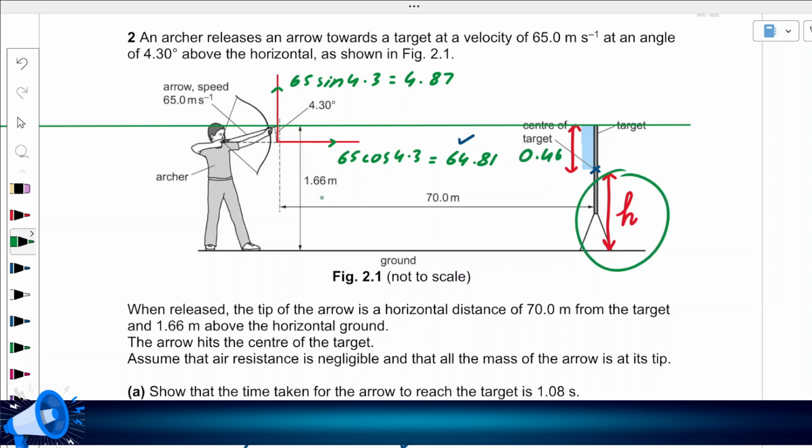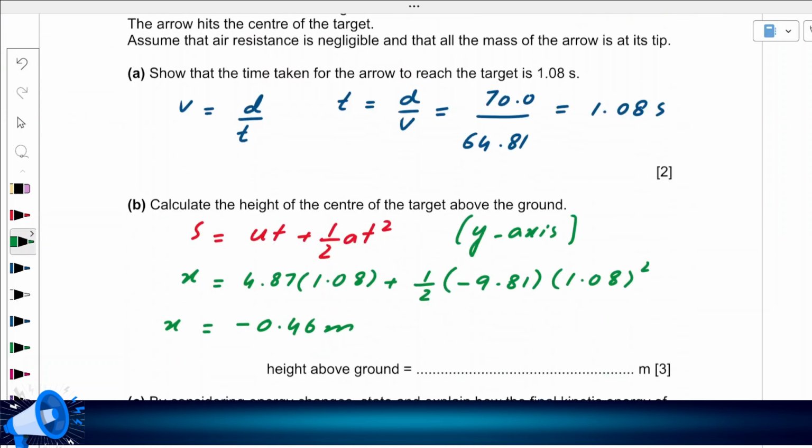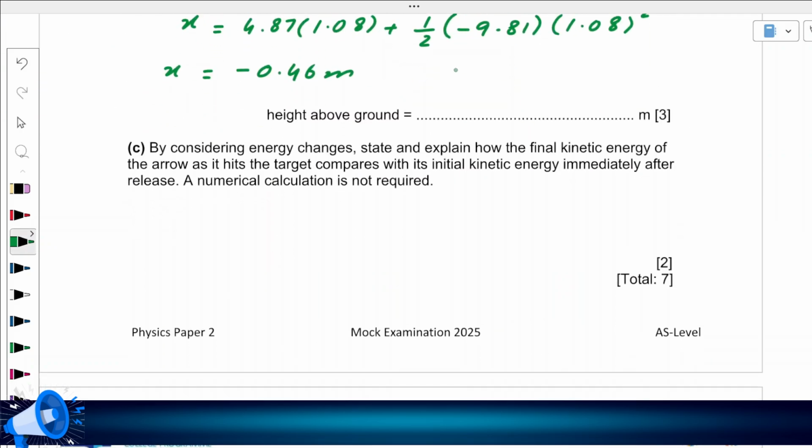I need to find this one, so I can subtract these two: 1.66 minus 0.46. So how much is that? If we subtract these two, we get 1.2 meters.